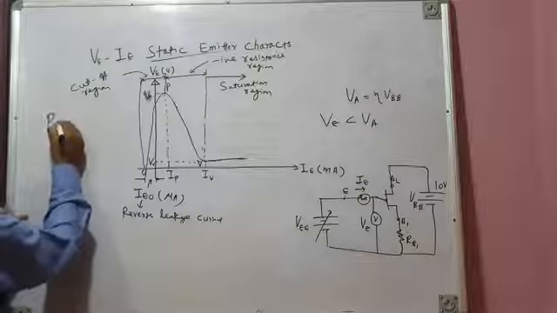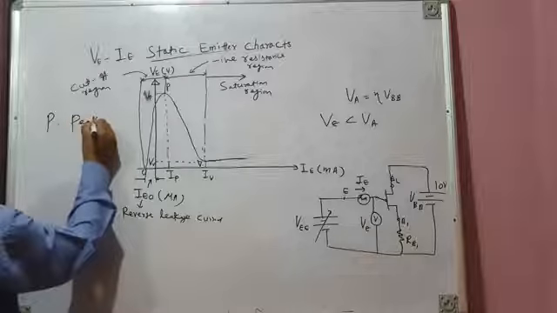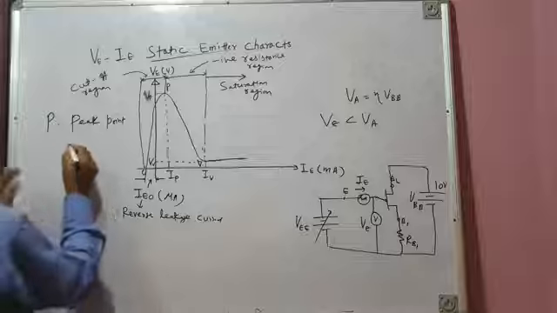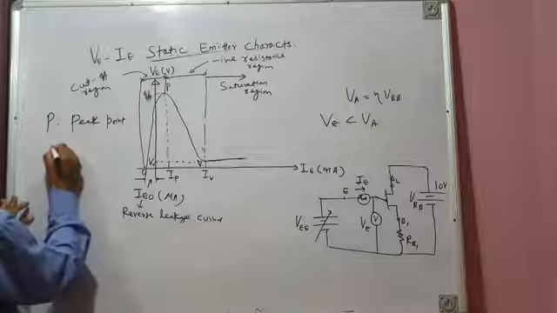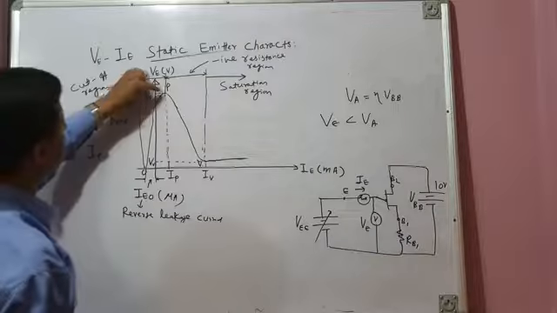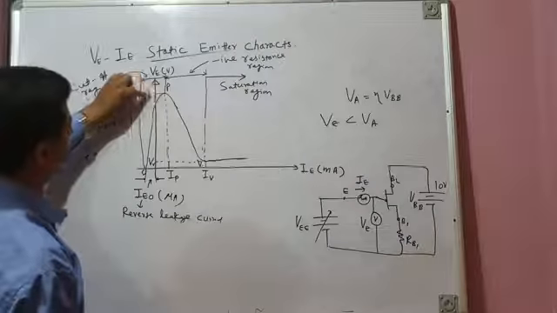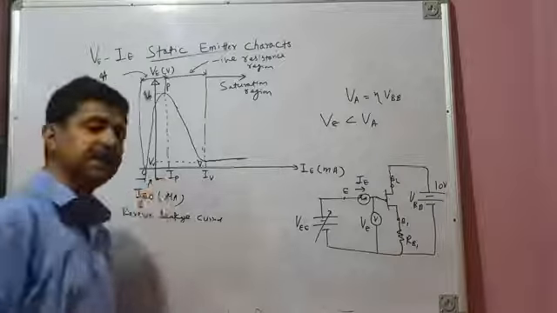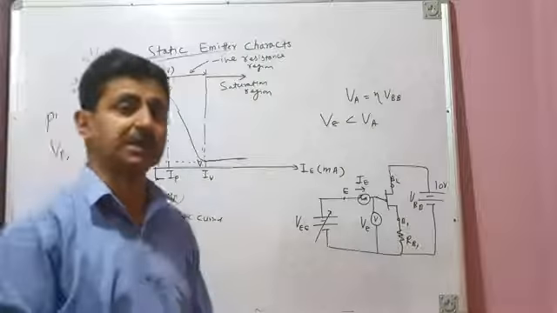P is called peak point. A name is given to this point P, it is called peak point. The voltage at peak point is called peak point voltage and the corresponding current is called peak point current. So what is the voltage at peak point? It is peak point voltage Vp and the corresponding current is peak point current Ip. This Ip is still in microampere range. Device is still in the off state.